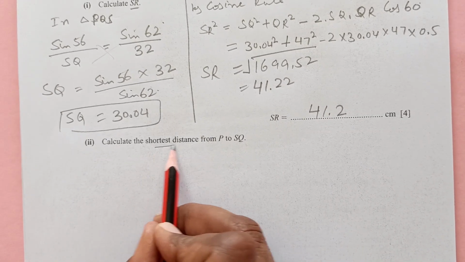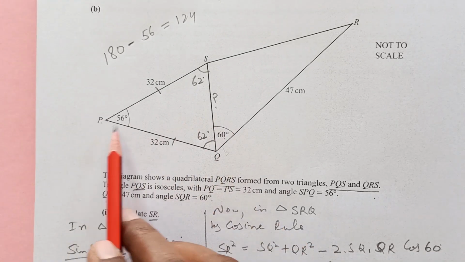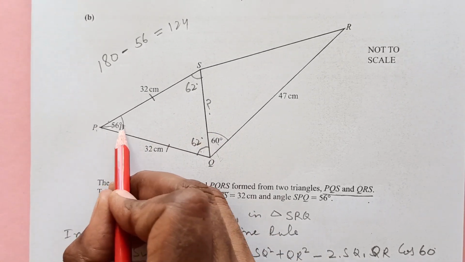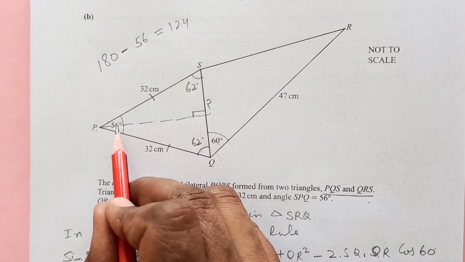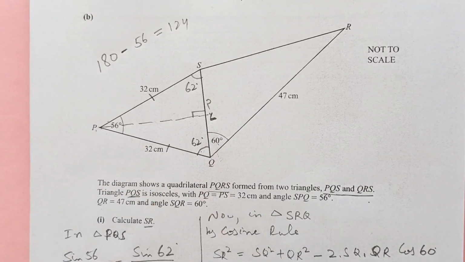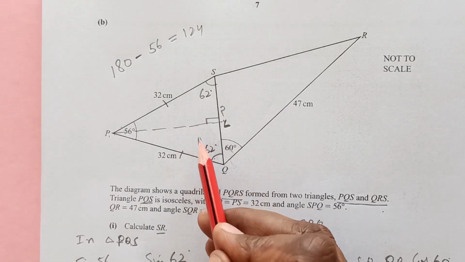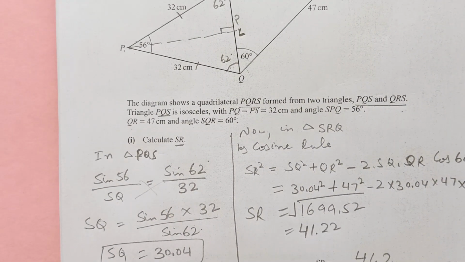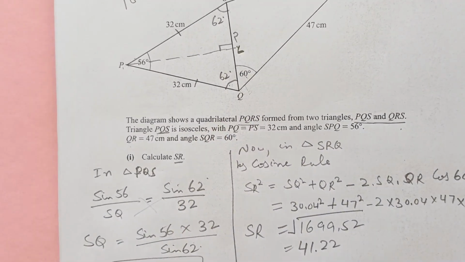Now calculate the shortest distance from P to SQ. From P to SQ, the shortest distance will always be a perpendicular, right? So that means that should be at 90 degrees. So let's say this is point L, so we are looking for PL. We will take any of these triangles, upper or lower. We can use Pythagoras' theorem, or we can just use the sine rule there. In triangle PLQ, this one, we can use SOHCAHTOA.